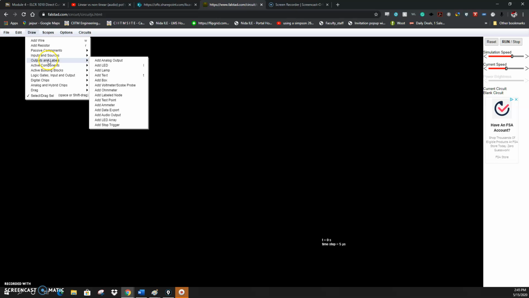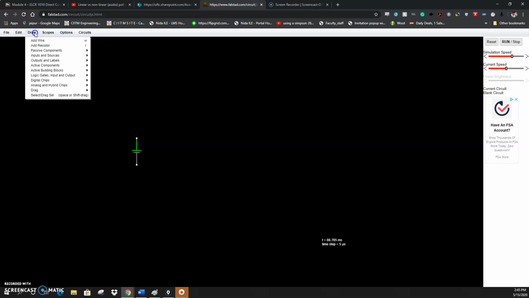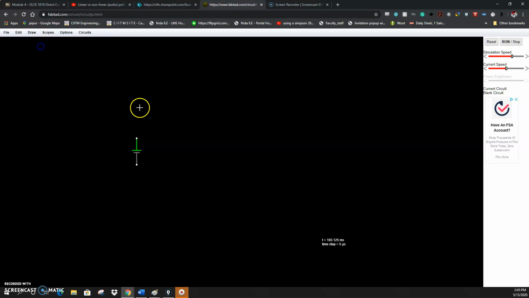So I'm going to go to options, and circuits, and I went to blank circuit here. So I'm just going to come in and draw a source, and this particular source is going to be a 2-terminal voltage source. We'll go ahead and right click on it and make it 10 volts. So there's our 10-volt source, and I'm going to draw some resistors now.